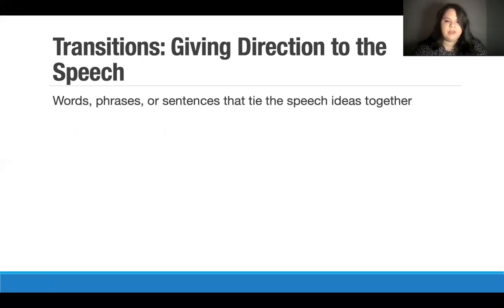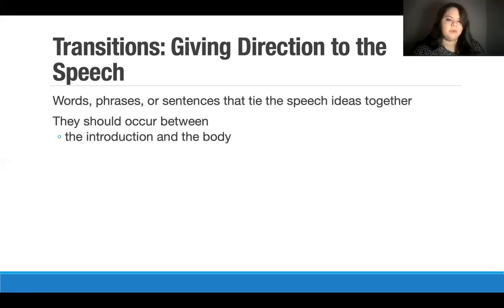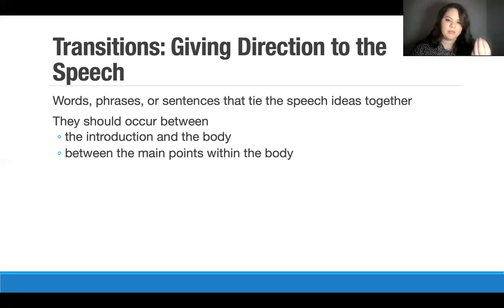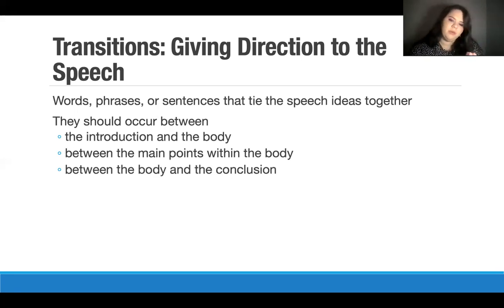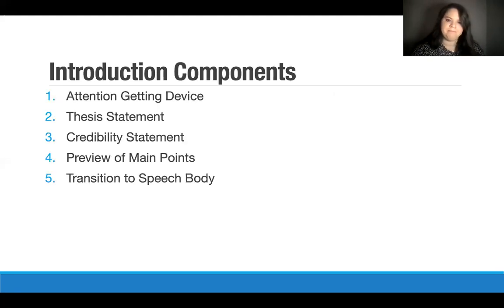Transitions give direction to our speeches, so they tie one point to the next or one subpoint to the next. Just like you would have a transition in a movie from one scene to another, you don't want any kind of abrupt conflict between a point and the next point. You want them to move seamlessly together. They should occur between the introduction and the body, the main point in the body, so point A to point B, and between the body and the conclusion.